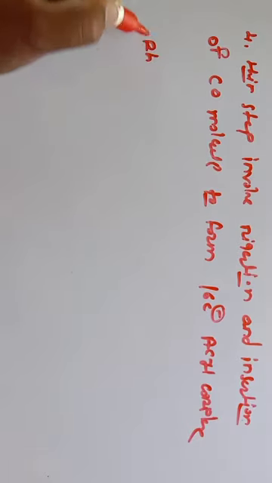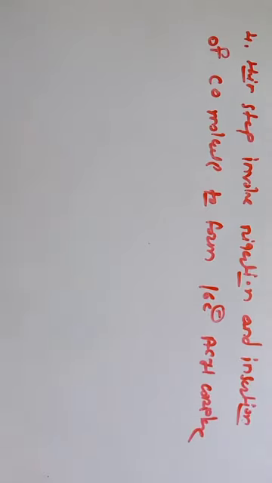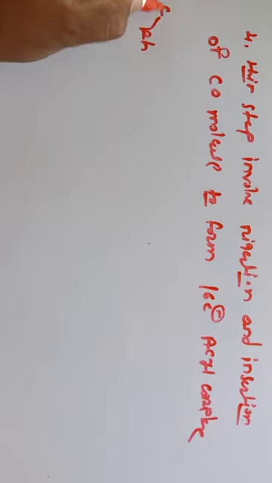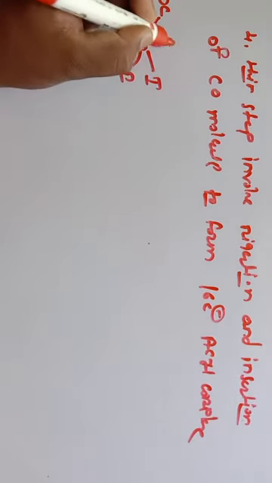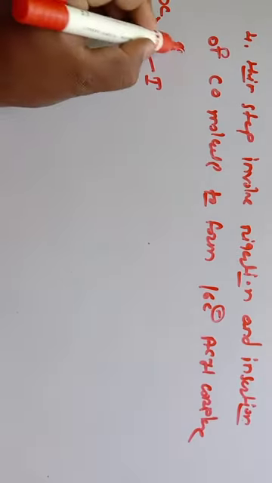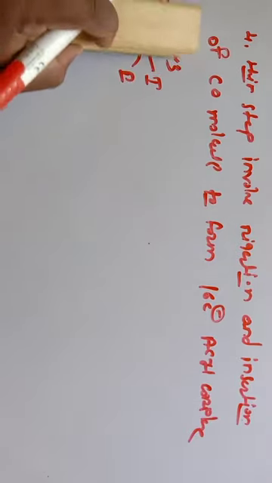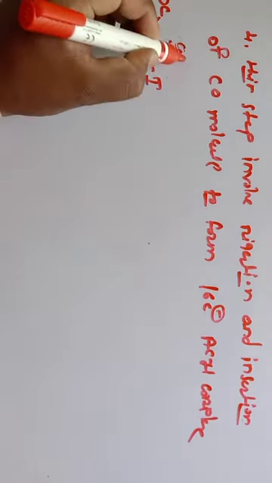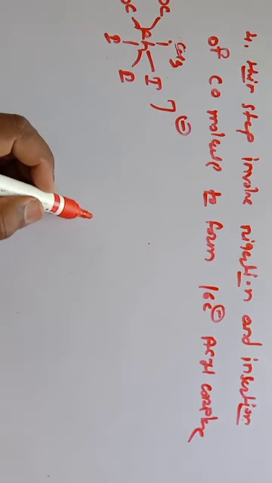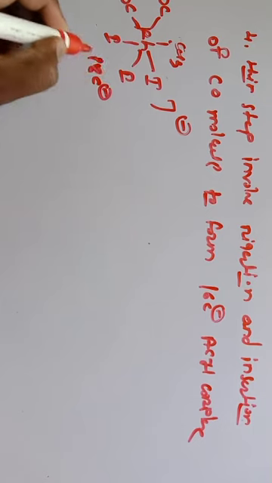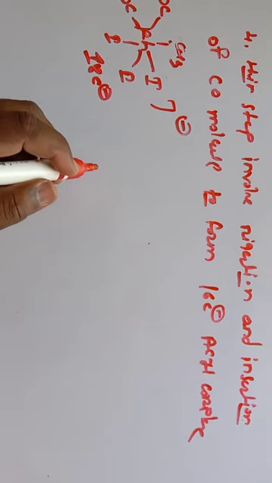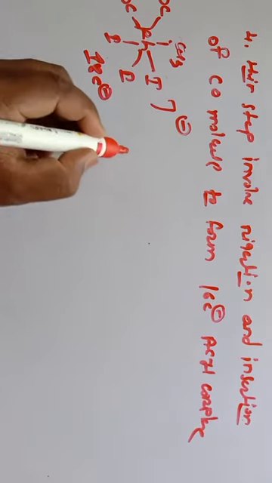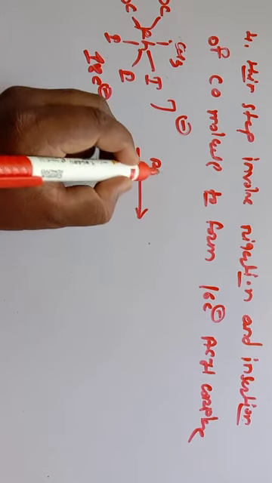So this is our complex: rhodium, carbonyl, carbonyl, iodine, iodine, iodine, and a CH3 group, having a negative charge. We know that 18 electron species undergo insertion reactions whenever sigma donor ligands and carbonyl ligands are present, then it undergoes a migratory insertion reaction. So what do you get here after migratory insertion?